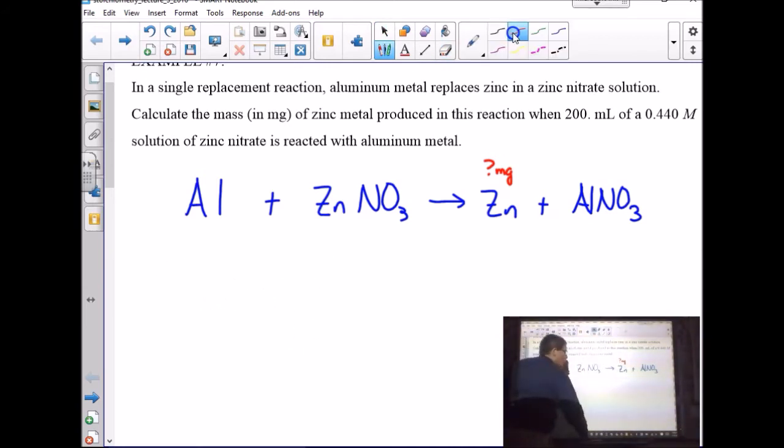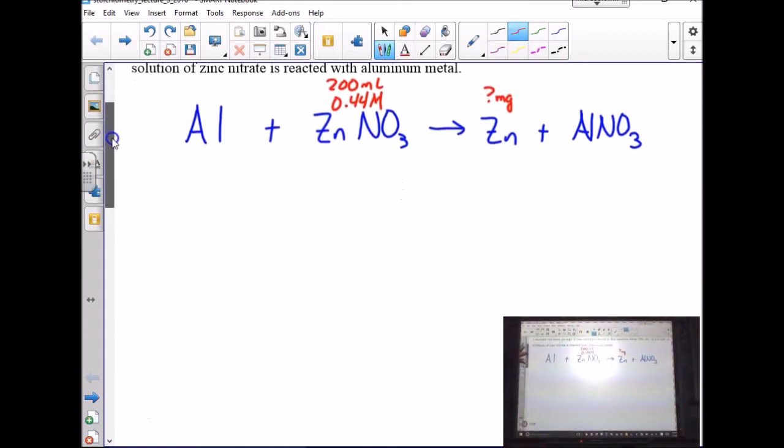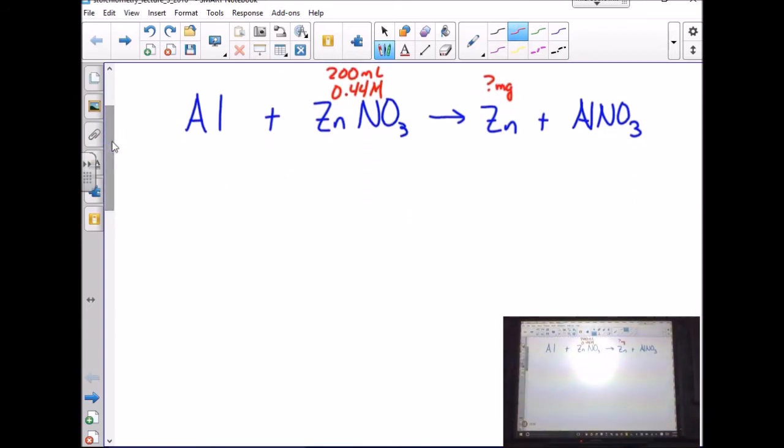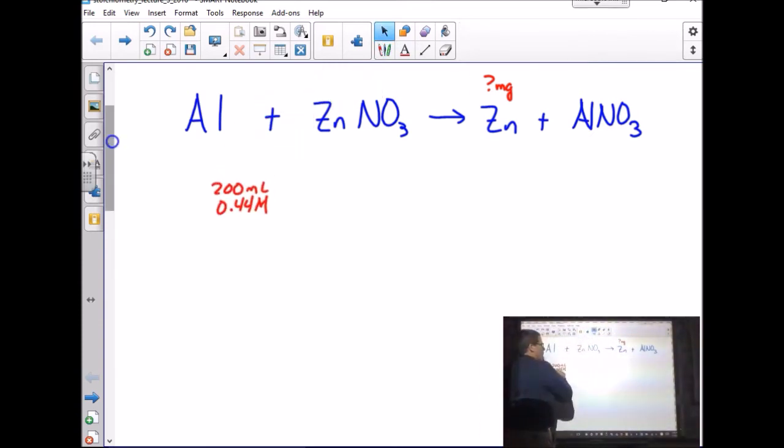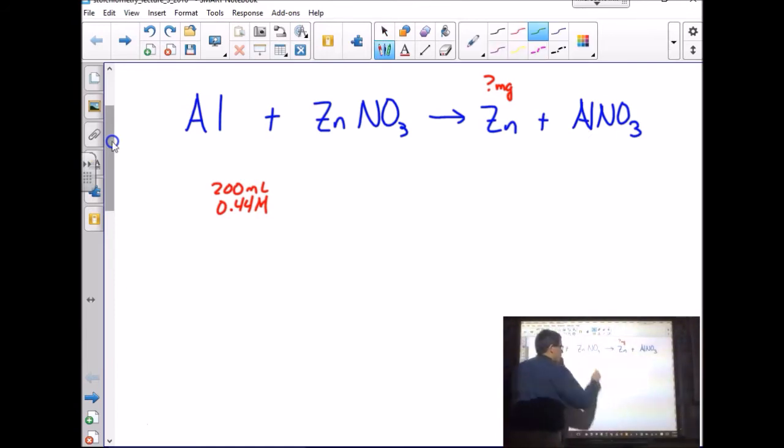All right. So let's write down what else we know about the problem. It says that we have 200 milliliters of a 0.44 of zinc nitrate. So let's go ahead and write that. 200 mL of a 0.44. Okay. And then once we have that, I don't need to look at the question anymore. All right, so step 1, write a balanced equation. Is that a balanced equation? No, not even close. Okay. So we have to remember charges. So what's the charge on zinc?